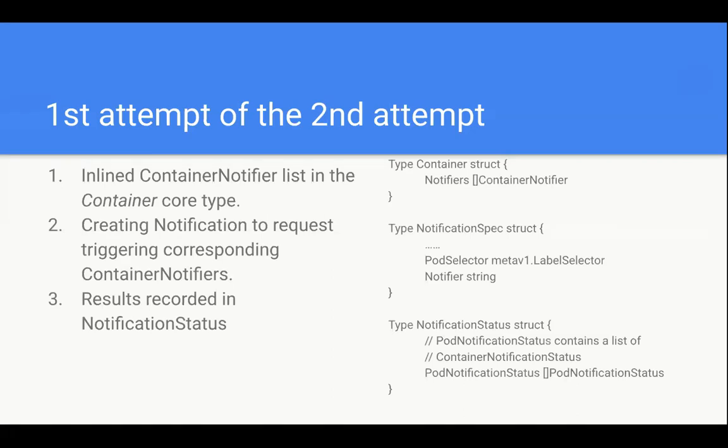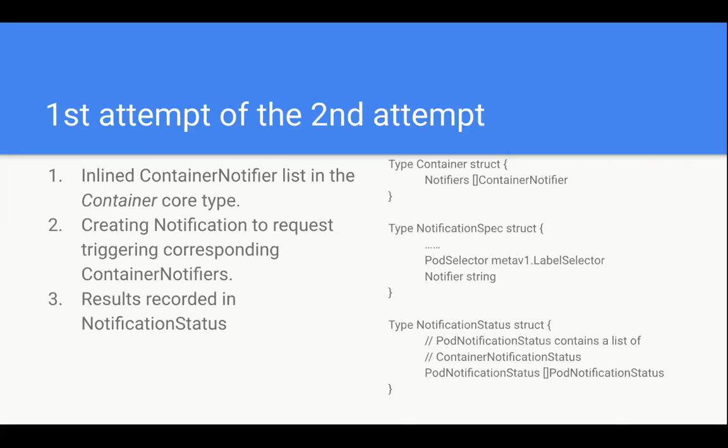And the results will be recorded in the notification status. You can see that the notification status, the first thing it has is a list of pod notification status. And each pod notification status contains potentially multiple container notification statuses, because each pod can have multiple containers, and all these containers can have that notifier defined. Is this making sense so far?